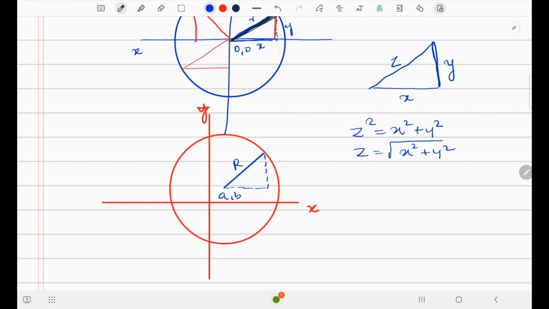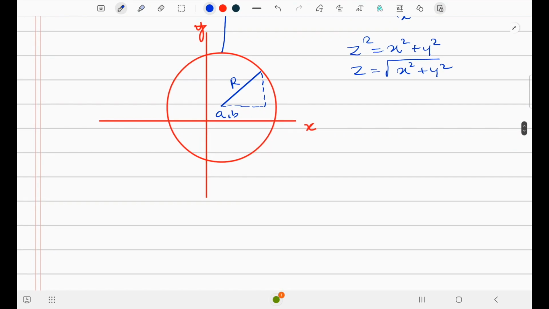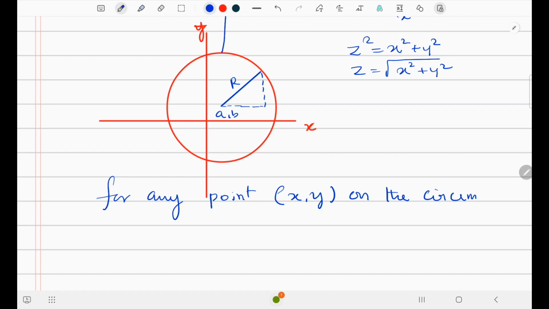So from this a comma b, I need to find the circle equation. I need to find the radius for any point. So in this case, for any point x comma y on the circumference, a right angle triangle can be drawn. So like this. So assume that the right angle triangle is drawn.